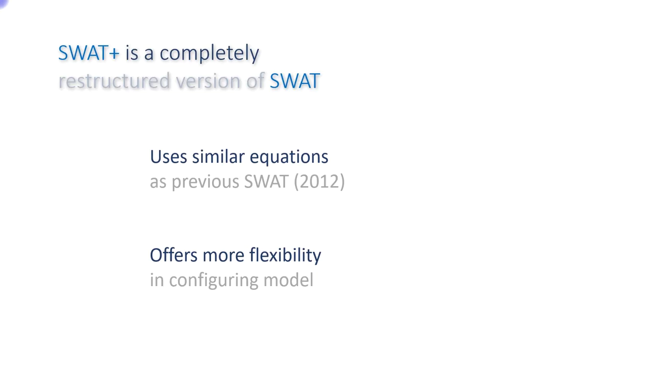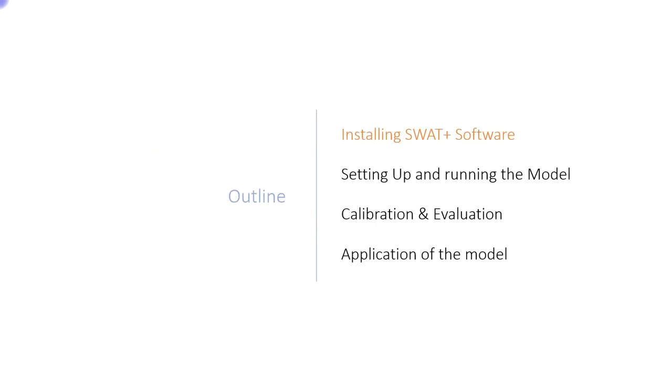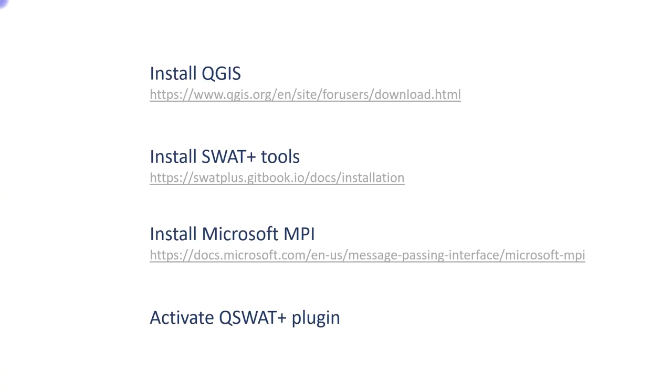To begin with, let's talk about how we can install SWAT Plus software. You have to make a total of 3 software installations to get started with modeling. You have to install QGIS, you have to install SWAT Plus tools, Microsoft MPI, and finally you have to activate the SWAT Plus plugin. Let's first of all install QGIS.